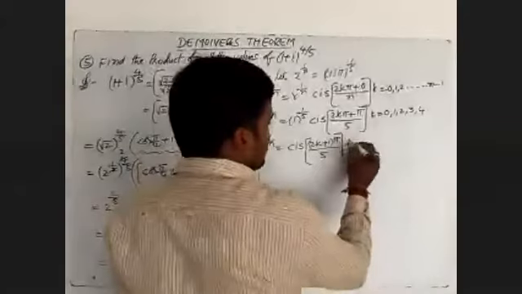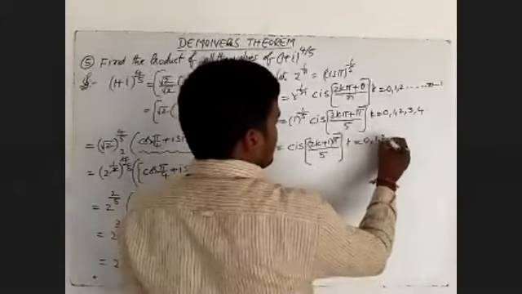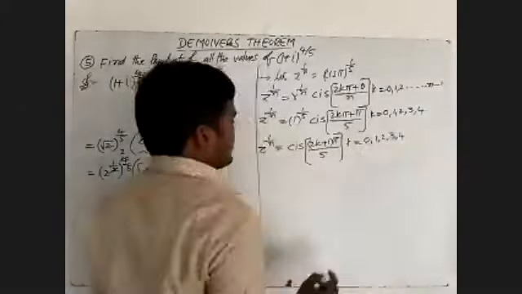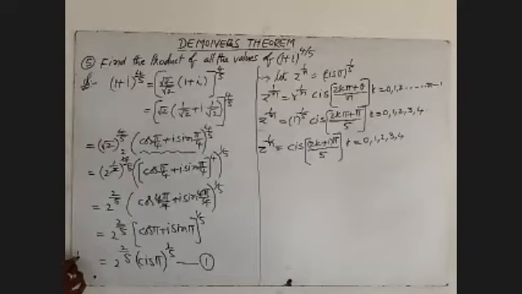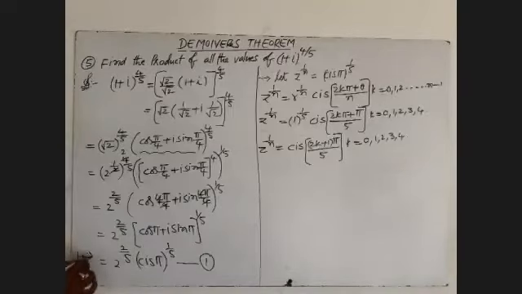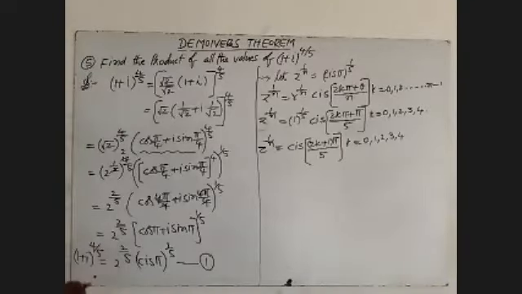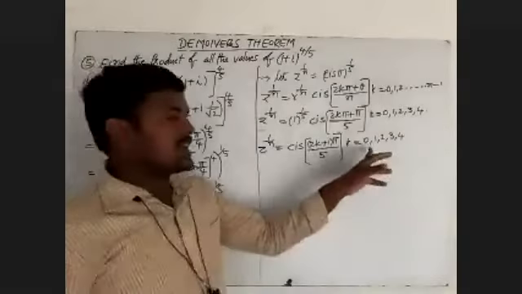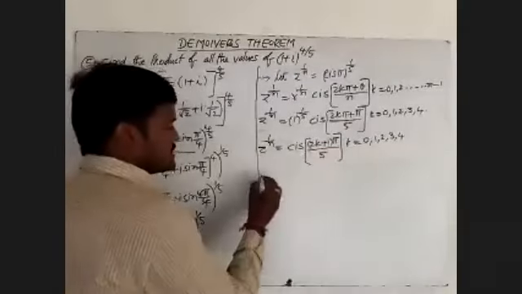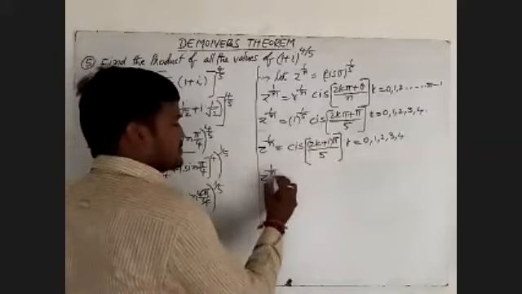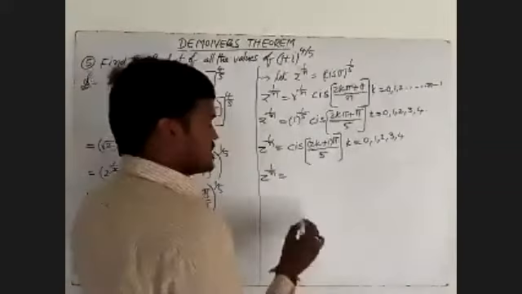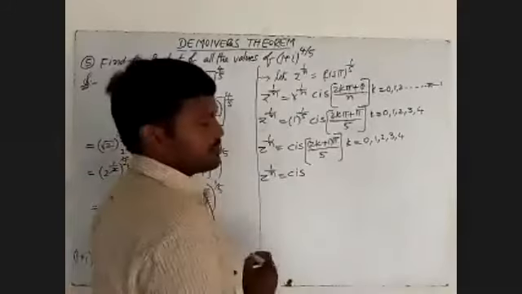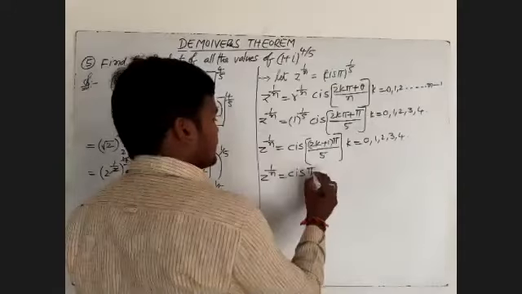What about the value of k? 0, 1, 2, 3, 4. First I will substitute. This is equation number 1: the value of (1 plus i) whole power 4 by 5. First I will take k equal to 0 and substitute in this one. I will write z power 1 by n: 2 into 0 is 0, so I write cos of pi by 5.